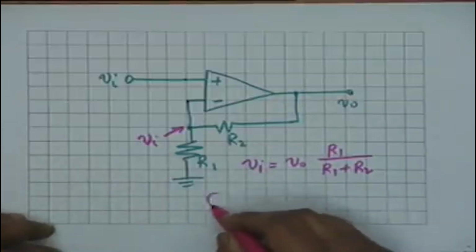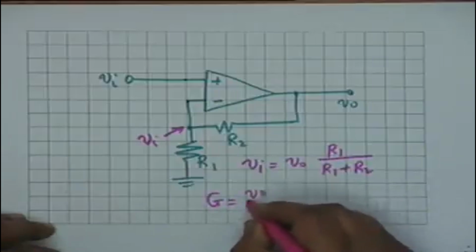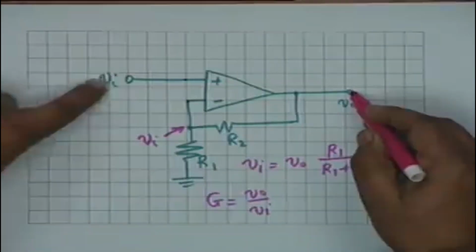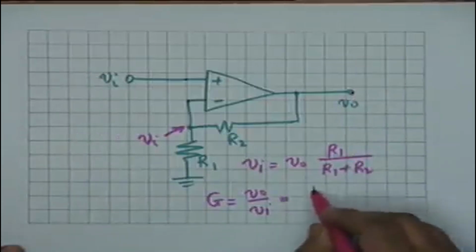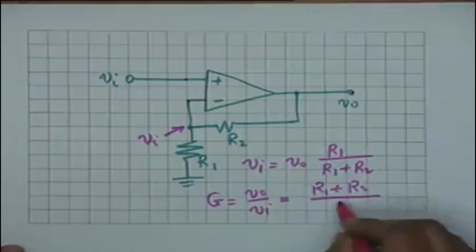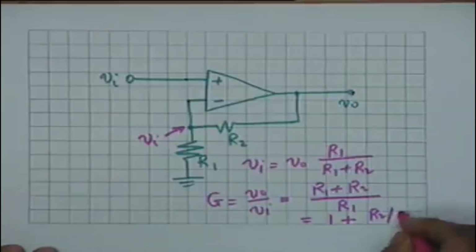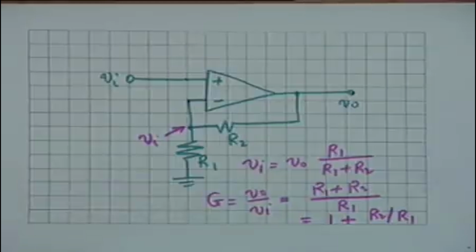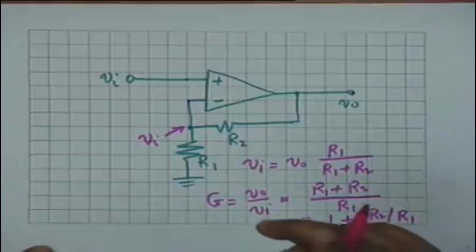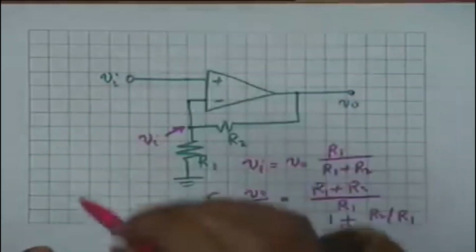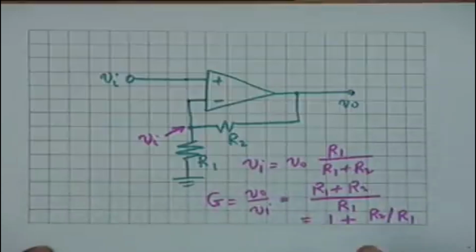And therefore the gain G, which is equal to V0 divided by Vi, is simply equal to (R1 plus R2) divided by R1, which is equal to 1 plus R2 by R1. The gain is greater than 1. Notice that the sign of the gain is plus, positive, as expected, because the input is applied to the non-inverting terminal, and therefore it does not invert. So how do you get Vi is V0 times R1 by R2?